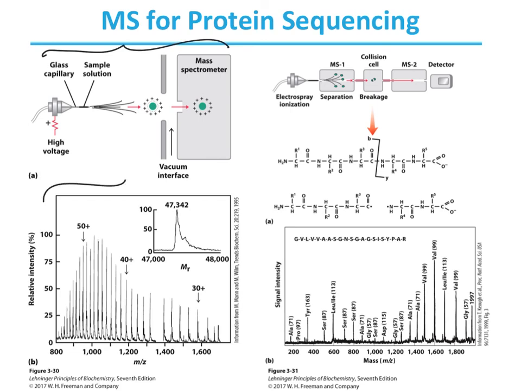This is an example of what the chromatogram would look like, where you have the relative intensity on the y-axis and the mass to charge value on the x-axis, and you have a series of peaks.